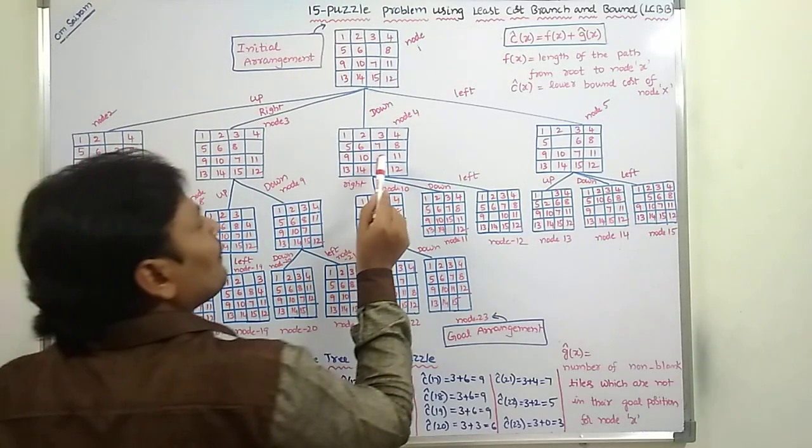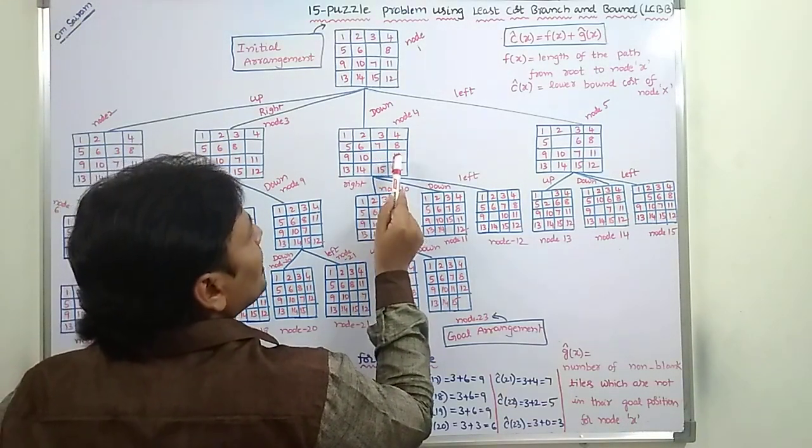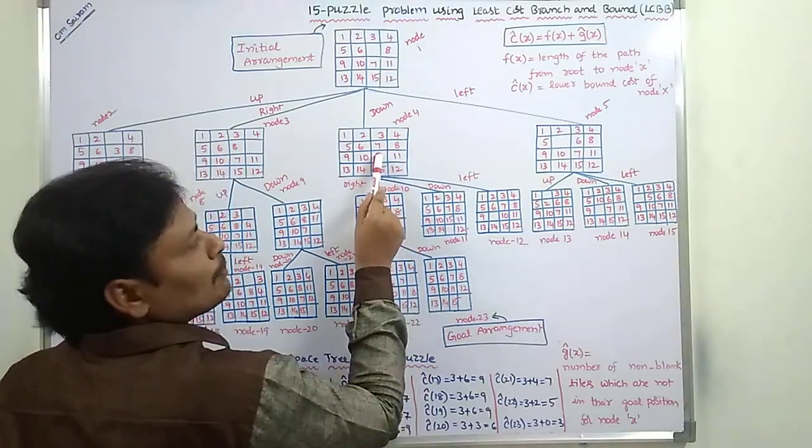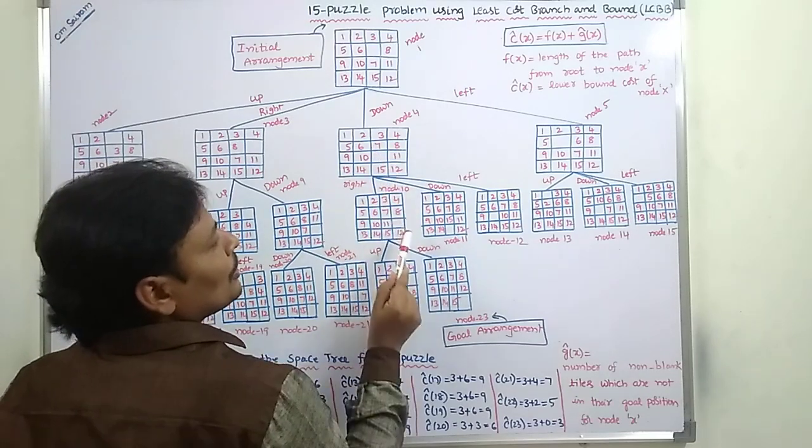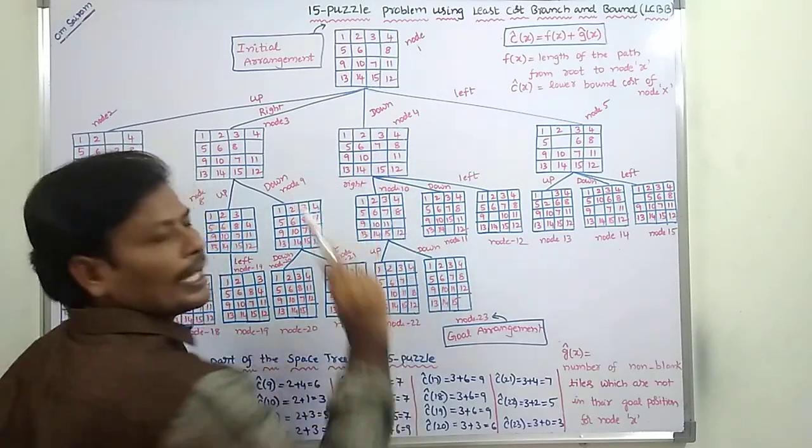Okay, so the empty tile can be moved to right direction. 11th tile can be moved to this place, and empty tile can be moved to this place. So node 10 we are getting.